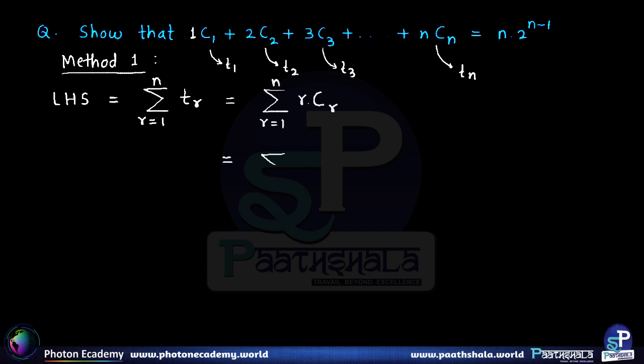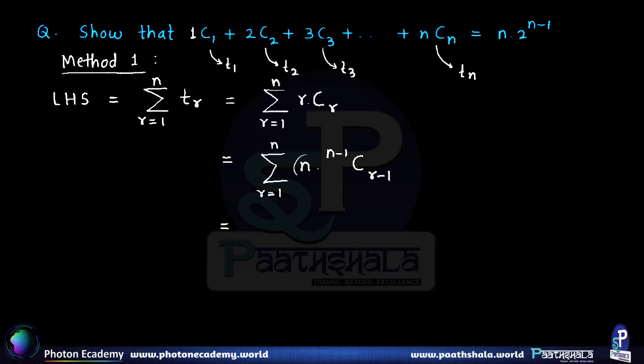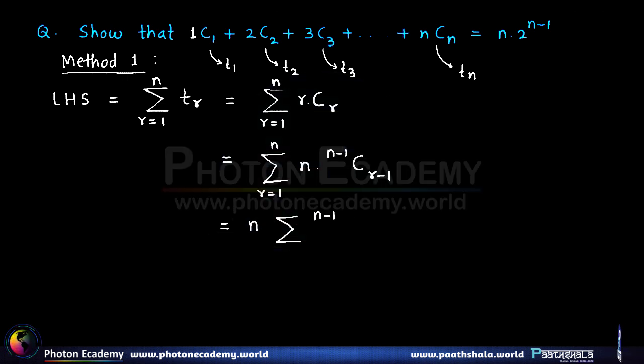Now this further is equal to, using the property we know that RCR can be written as n into n minus 1 C R minus 1. Now here R once again varies from 1 to n. Now in the summation, since the variable of summation is R, therefore n will be considered as a constant from the perspective of R, so it can be taken outside the summation. So therefore the RHS is n into summation of n minus 1 C R minus 1, R varies from 1 to n.